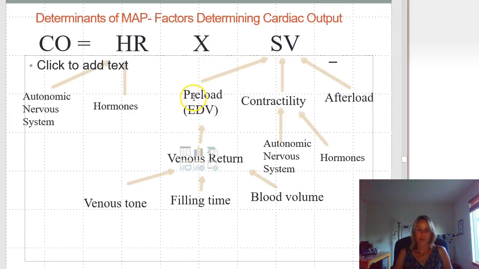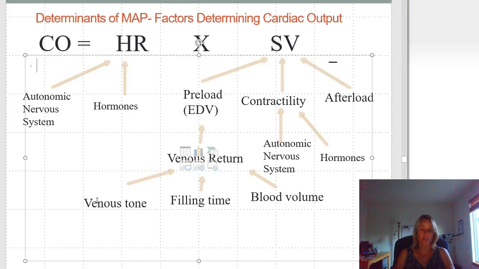So the things that affect preload are venous return, the amount of blood returning to the heart. And that venous return is going to be dependent upon the venous tone, how much the veins are constricted by smooth muscle cell contraction. The sympathetic branch of the autonomic nervous system stimulates the smooth muscles of the veins, and that causes some contraction, which increases the pressure in those veins to help promote blood return to the heart. Okay, and this is aided by those one-way valves. So when we squeeze on the vein, the blood goes back towards the heart.